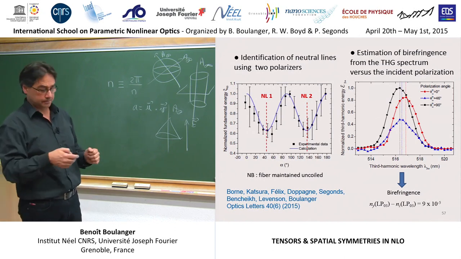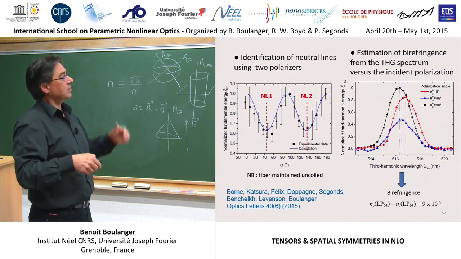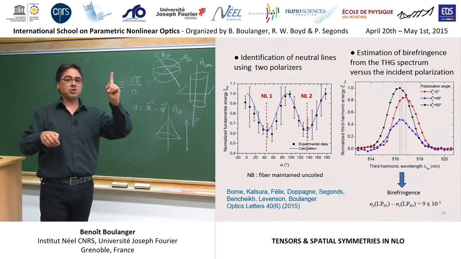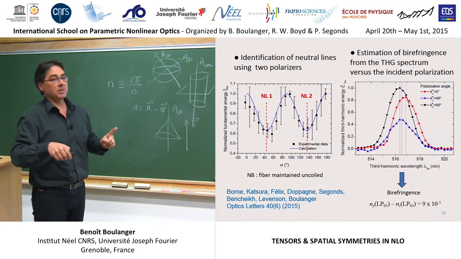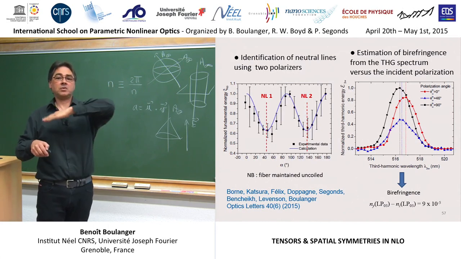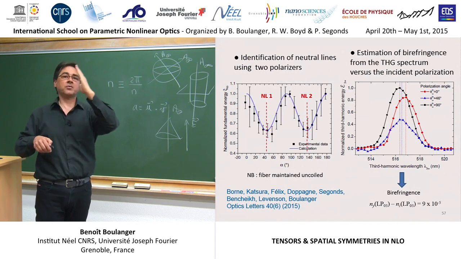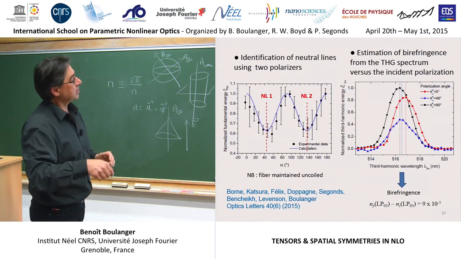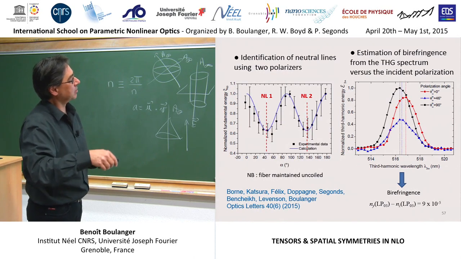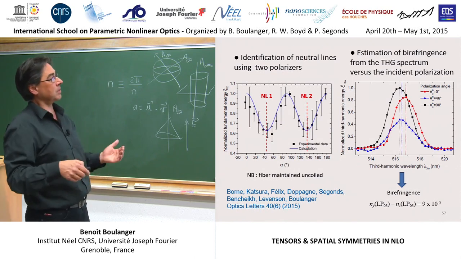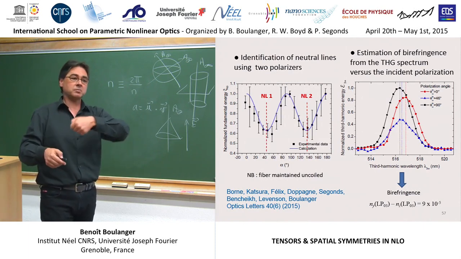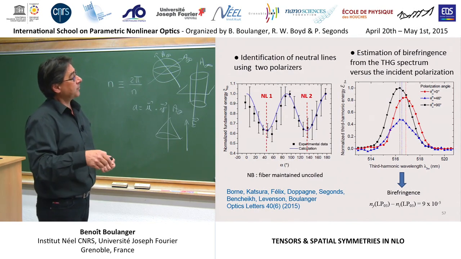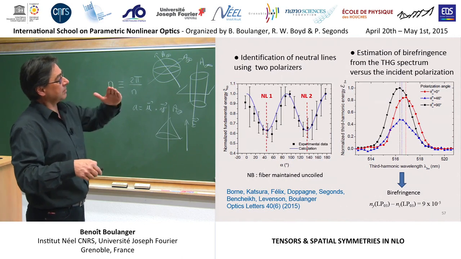How is the birefringence? For that, we made third harmonic generation. And we measured the spectrum of the third harmonic wave as a function of the orientation of the fundamental wave. And what we see here, so here you have three curves. It is the third harmonic energy as a function of the third harmonic wavelength. It is a spectrum. We measure the spectrum of the third harmonic wave for three directions of the fundamental polarization.